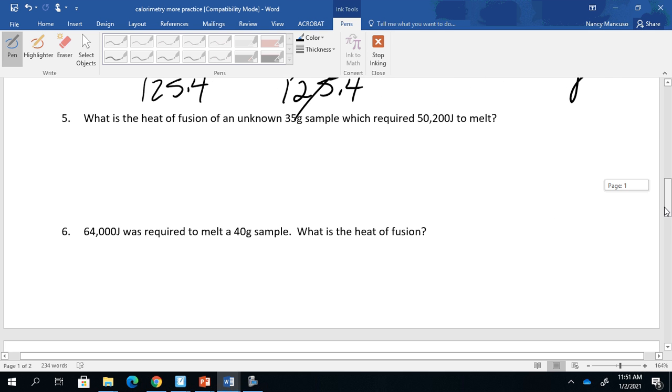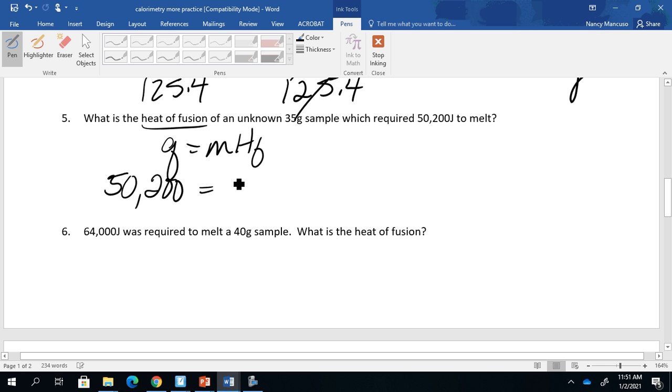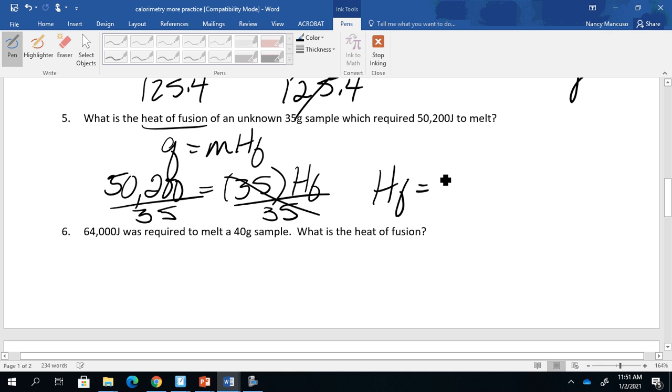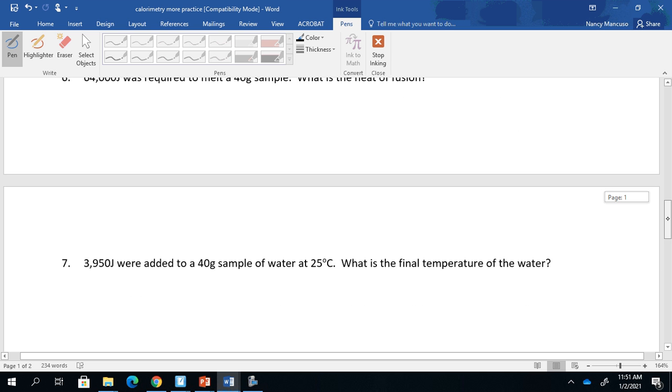All right, next one here. What is the heat of fusion? So if they're asking me for heat of fusion, I need to do Q equals mHf because I'm going to have to solve for Hf. That's going to be my unknown. All right, my Q is 50,200 joules. My mass is 35, and I've got to find Hf. So I'm going to divide this side by 35 and divide this side by 35. These will cancel out. Hf is going to equal, all right, I'm punching into the calculator, 50,200 divided by 35. I get 1434.3.